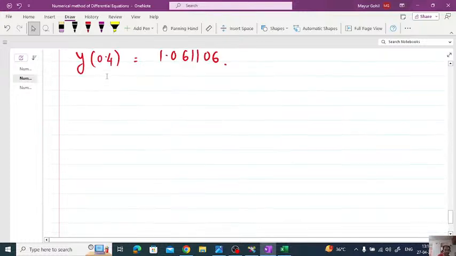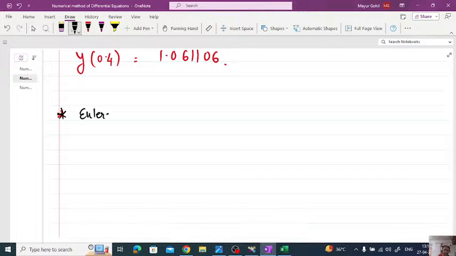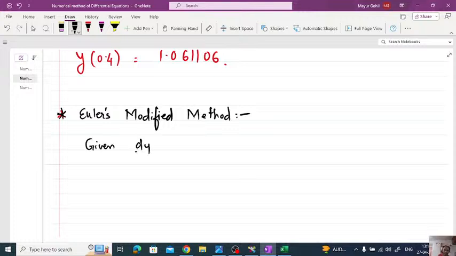I'll again give the formula at that time also, but those who are here today, let them benefit again on that. Euler's modified method: you will be given again a differential equation, dy by dx equals f of x comma y, with y at x naught equal to y naught. This will be given to you.